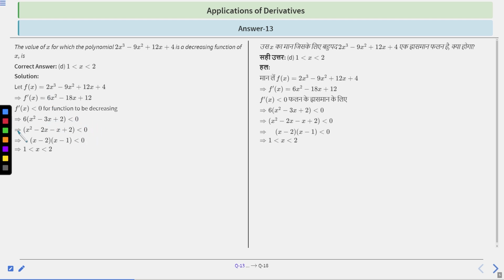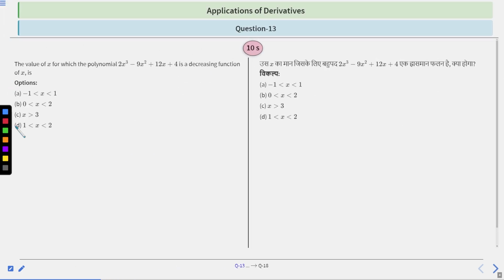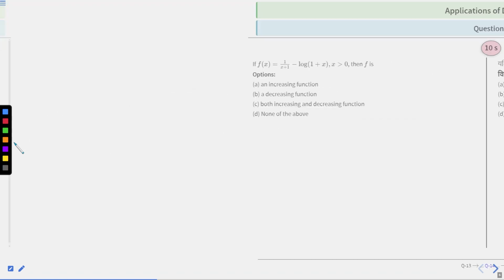Clear? So now x square minus 3x plus 2 can be written as x square minus 2x minus x plus 2 less than 0. So the roots are 1 and 2. So x minus 2 into x minus 1 less than 0, right? Therefore, x lies between 1 and 2. Clear? So I think option D is the right choice. X lies between 1 and 2. Clear? Okay, let's move to the next question.